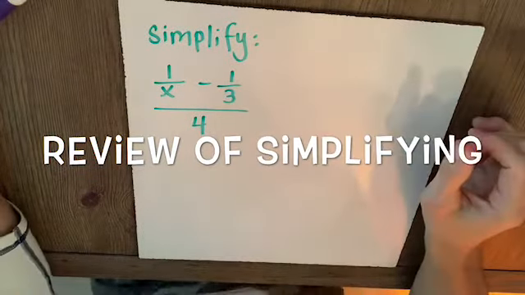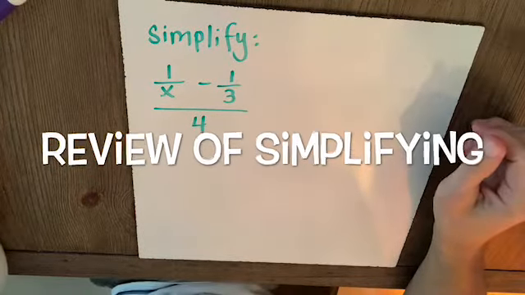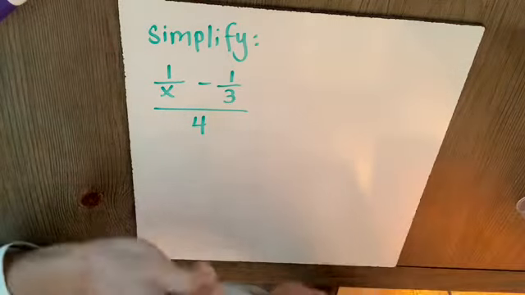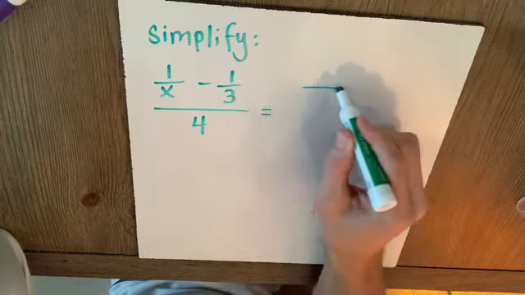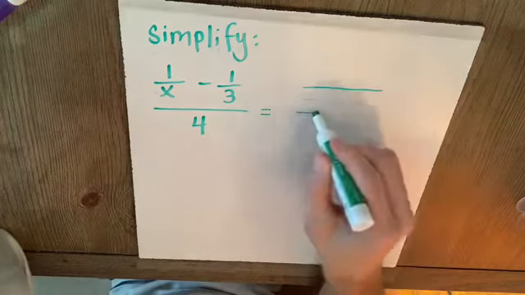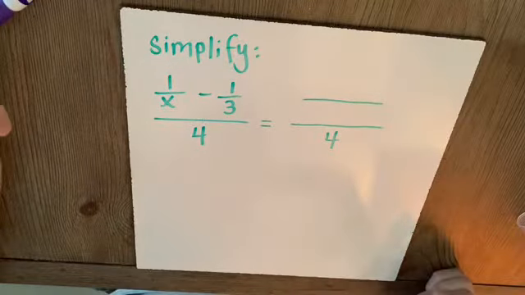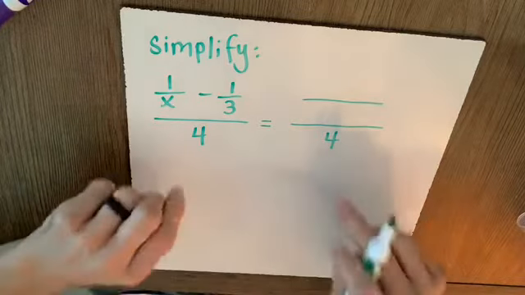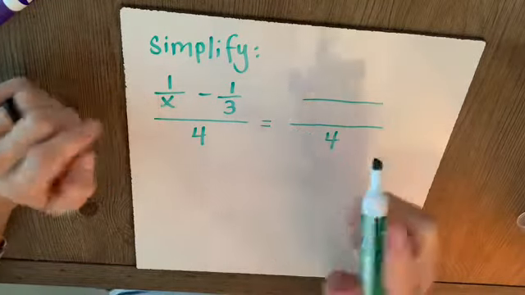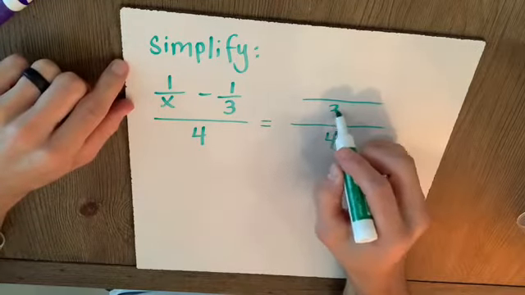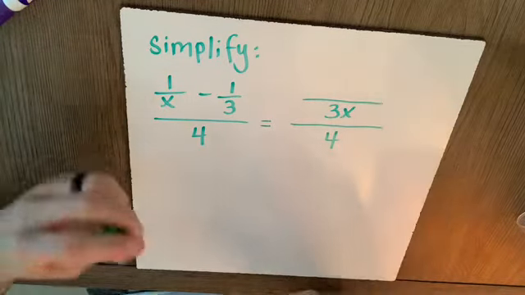If we're asked to simplify (1/x − 1/3) over 4, notice what we want to do. We want to get a common denominator in the numerator. I'm going to leave my denominator of the whole fraction as 4, and to get a common denominator here, I simply have to multiply 3 times x.